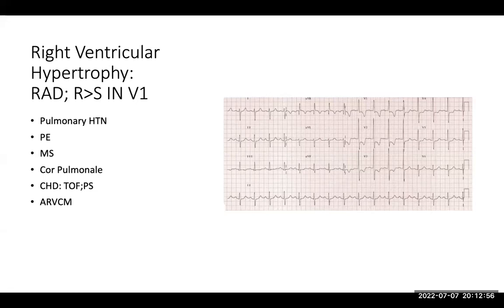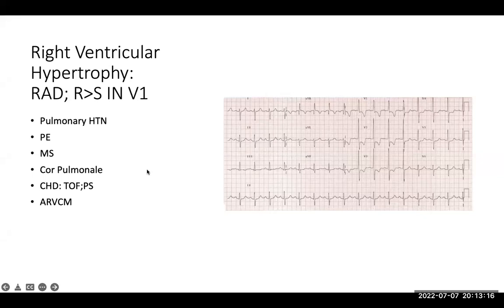Another way to confirm it, you look for right axis deviation. And you remember we said if lead 1 is negative, you have right axis deviation. So if you have right axis deviation, R is bigger than S in V1, and there is an S in V5, when you have those 3 criteria, you have right ventricular hypertrophy.